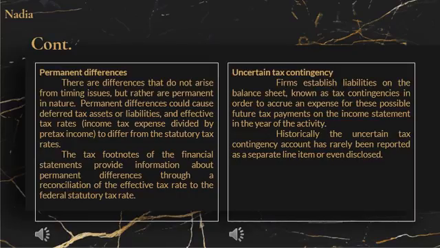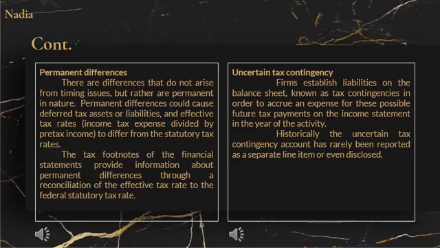When firms take uncertain tax positions in their tax return, there is some chance that they will be required to pay tax related to this position in the future. So, to accrue these expenses, the firm establishes liabilities on the balance sheet known as tax contingencies, which estimate the taxes that might have to be paid in the future.